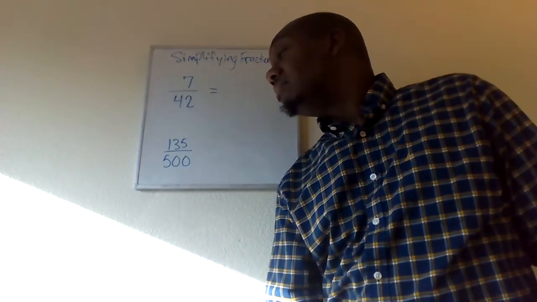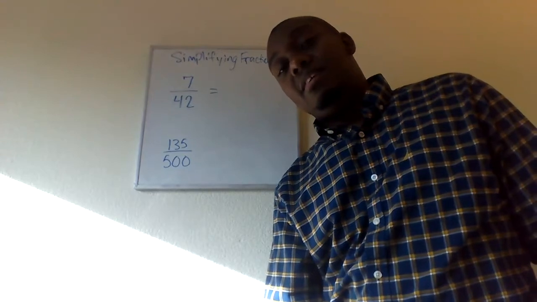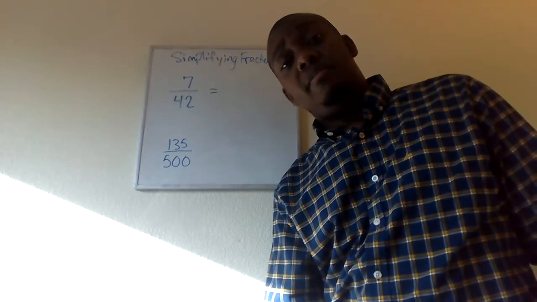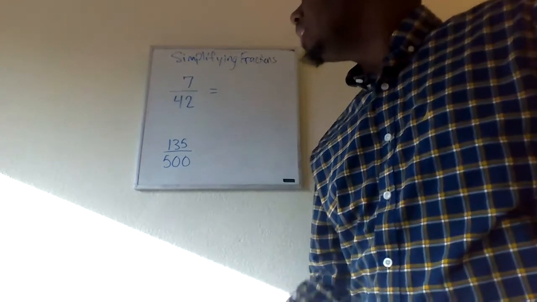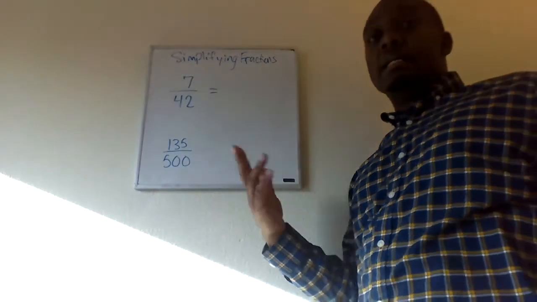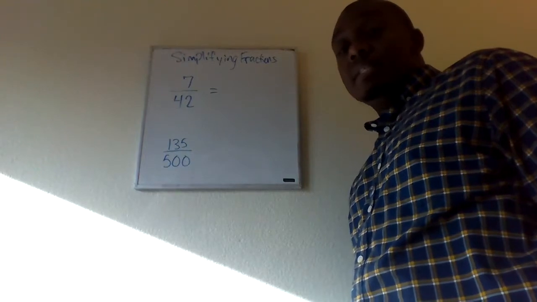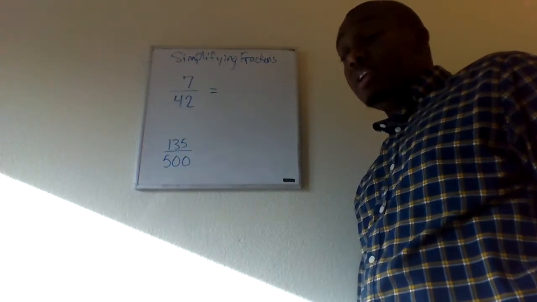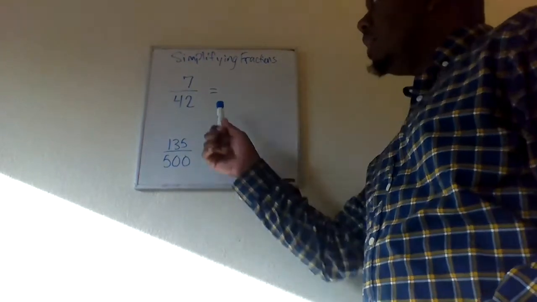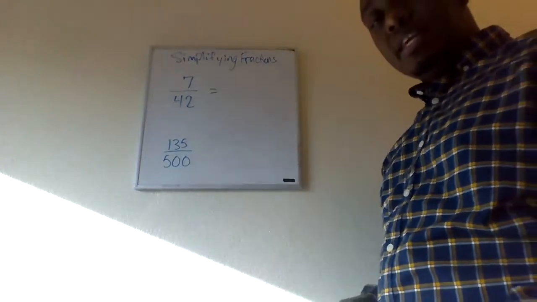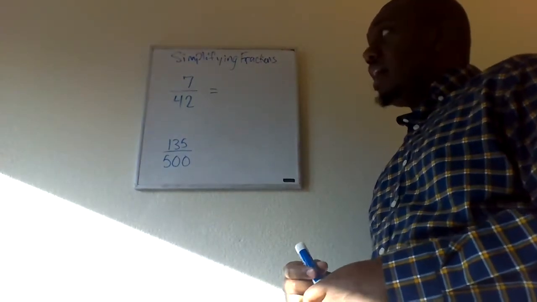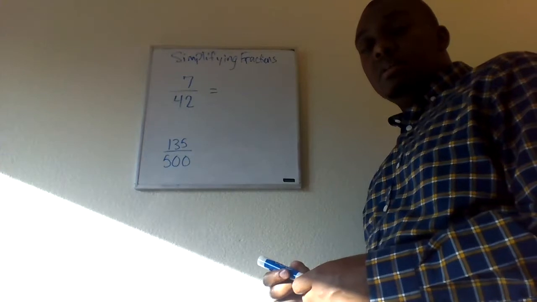Now, how then do we simplify fractions? Well, if we have a fraction, say, 7/42. It's already up there, cool. So we have 7/42. We want to simplify it. To simplify it, what we want to do is look for a number that we know can divide into both of these. In this case, we need a number that divides into both 7 and 42.